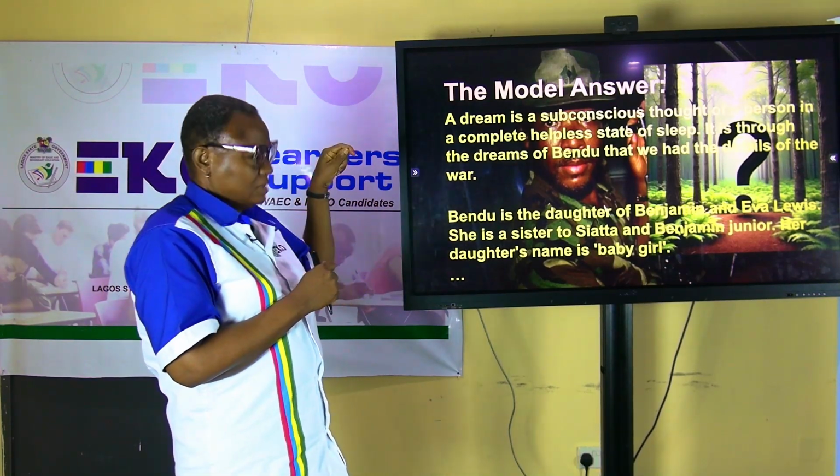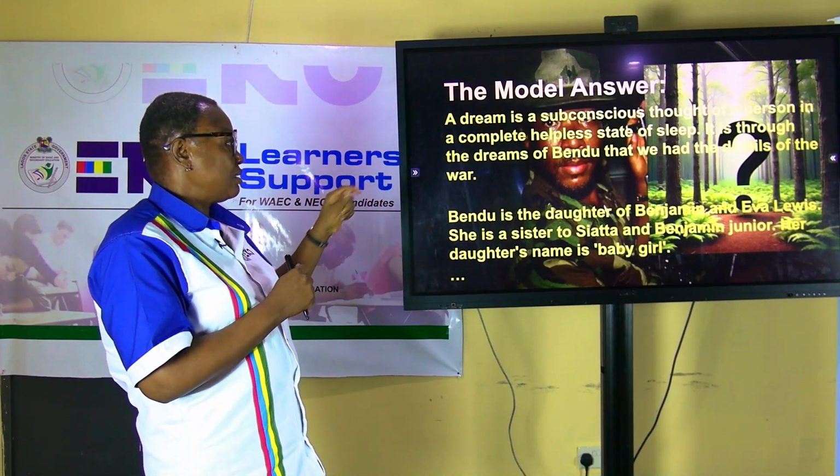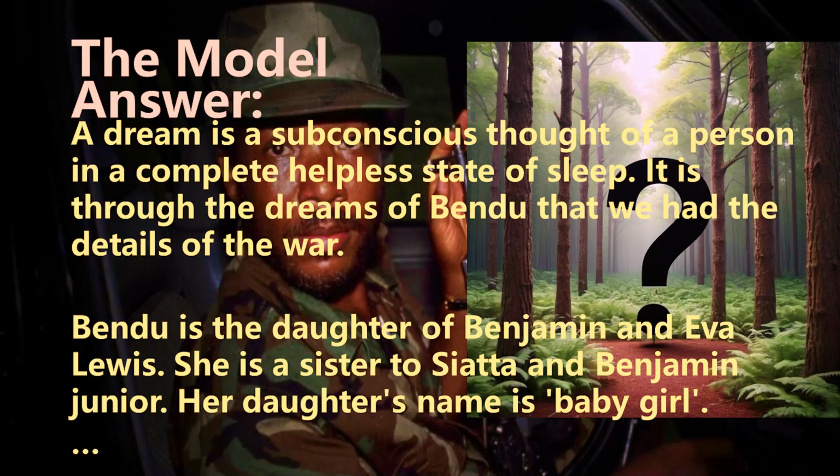Then we move to the character that is connected to the question. Bendu is the daughter of Benjamin and Eva Lewis. She's a sister to Siata and Benjamin Jr. Her daughter's name is Baby Girl. So we have talked about the character that is connected with the question, and we can see the connectivity in the paragraphs.